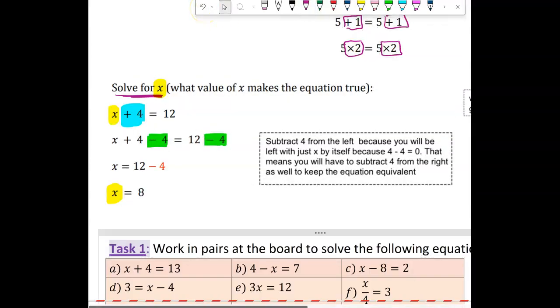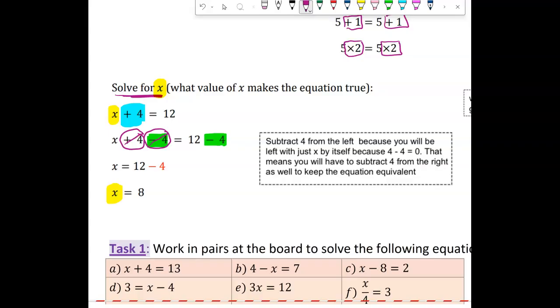And by doing that, now our plus 4 and our minus 4 is that same value, opposite operation. They cancel each other out. So all I'm left with on the left side is just x. But on the right side, it's 12 minus 4. So therefore, x is equal to 8. And I haven't affected the equation, the whole time the equation was balanced, and so I can solve the equation.